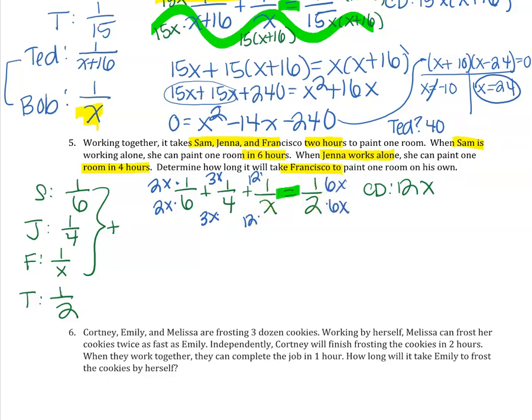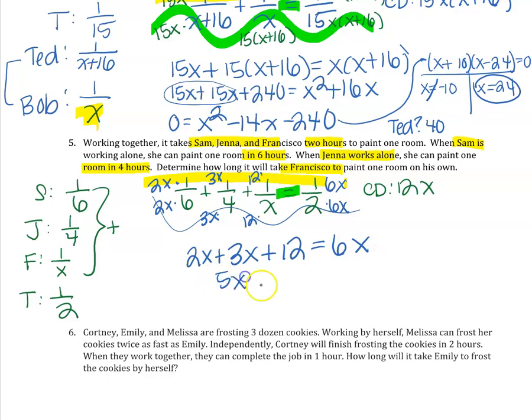When the problem equates, you can drop the base and solve the numerator. So I have 2x plus 3x plus 12 equals 6x. So 5x plus 12 equals 6x. This is pretty easy, so 12 equals x. So Francisco is kind of the slowest painter. It takes him half a day, but you know what? Maybe he does a really nice job. So Francisco takes 12 hours.